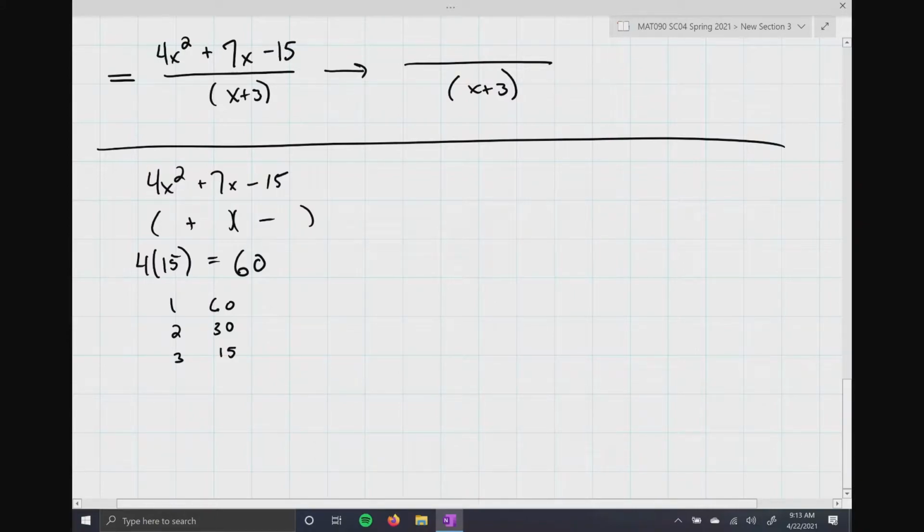Is it 3 in 15? No. 3 in 20. 4 in 15. 5 in 12. 6 in 10. And I think that's basically it.